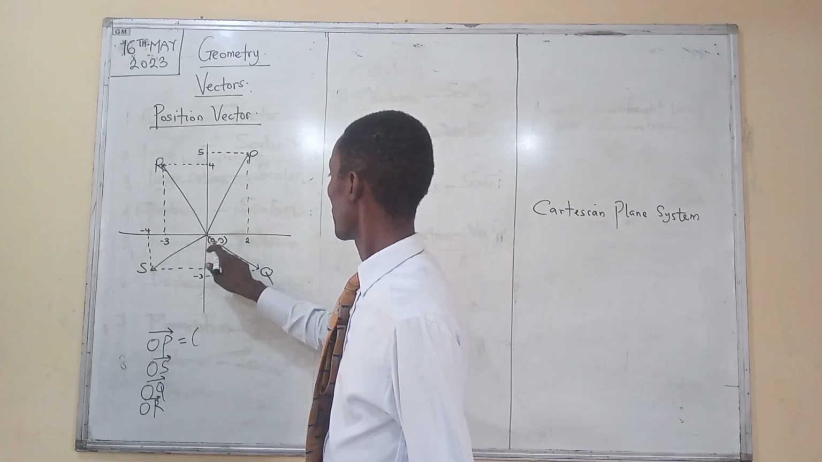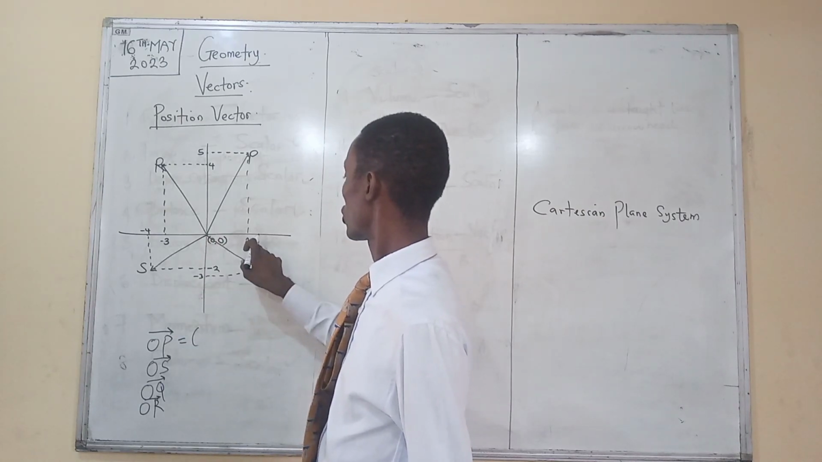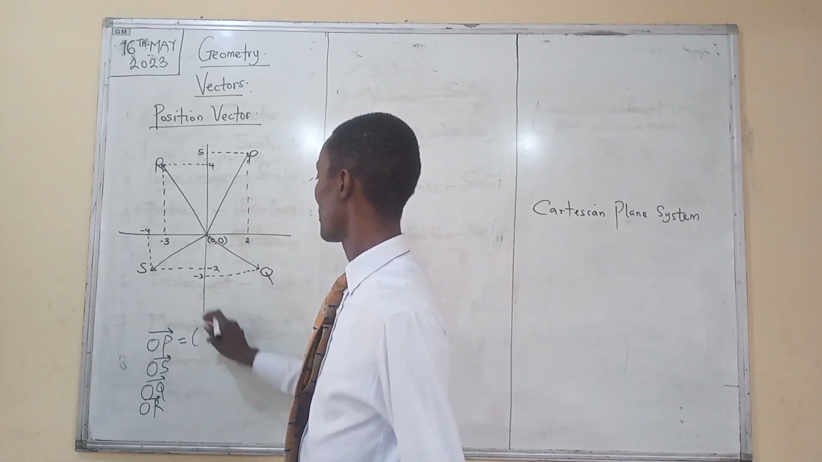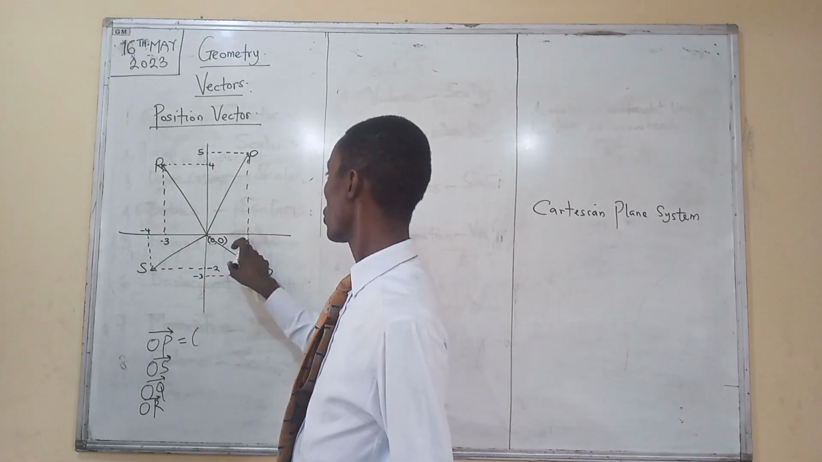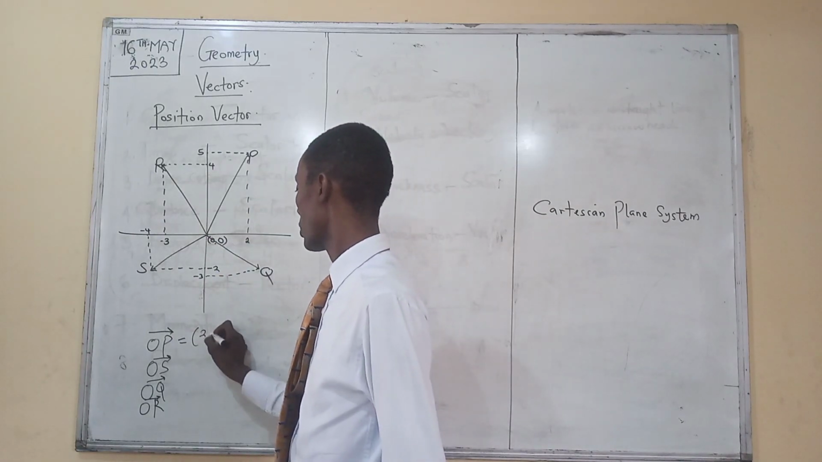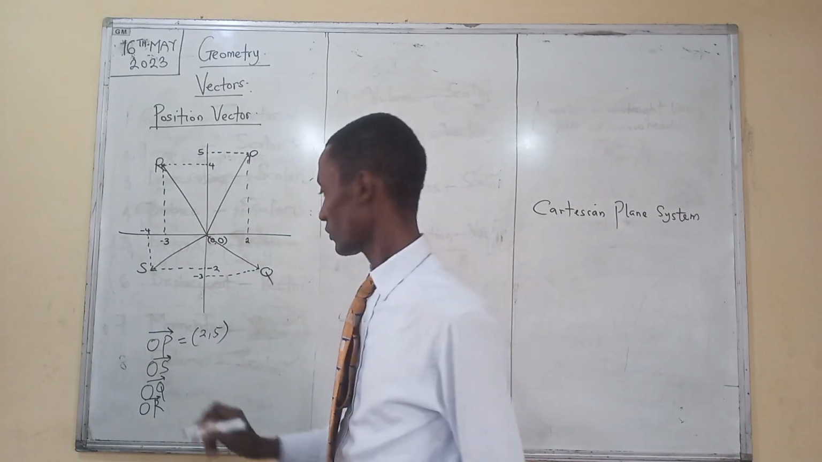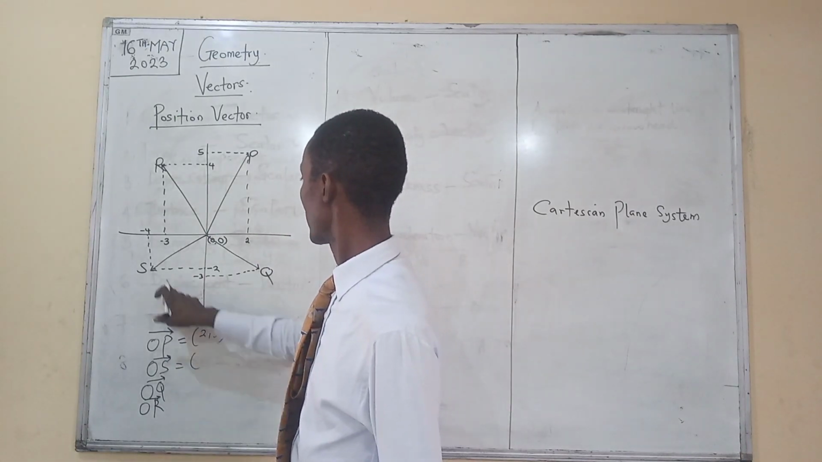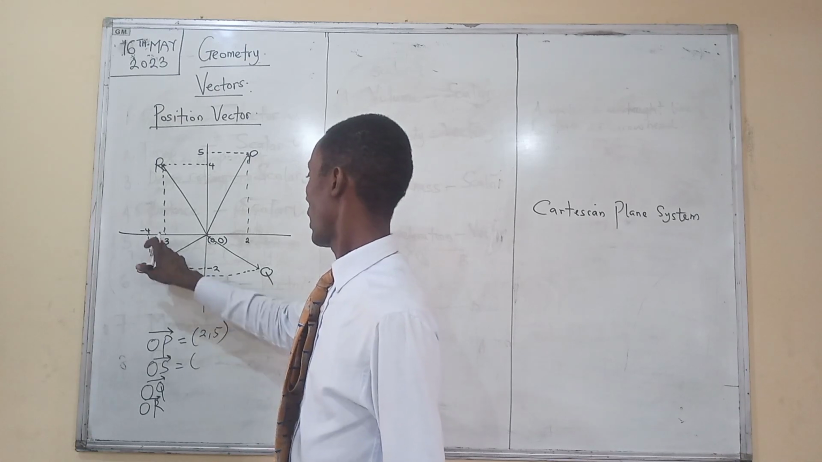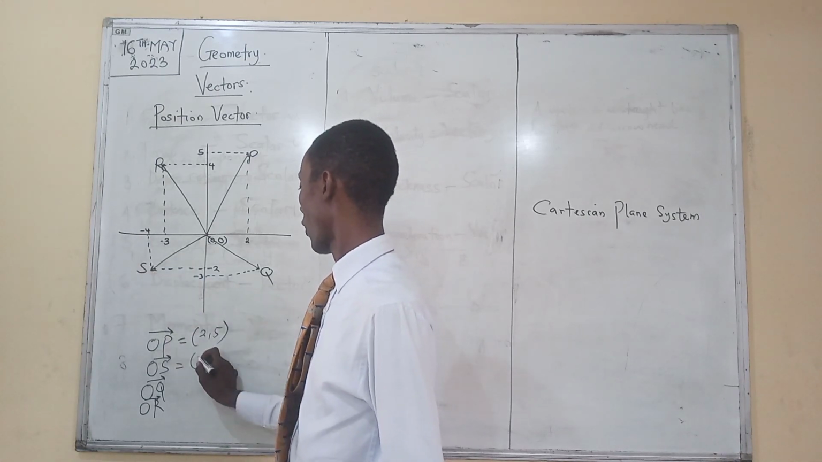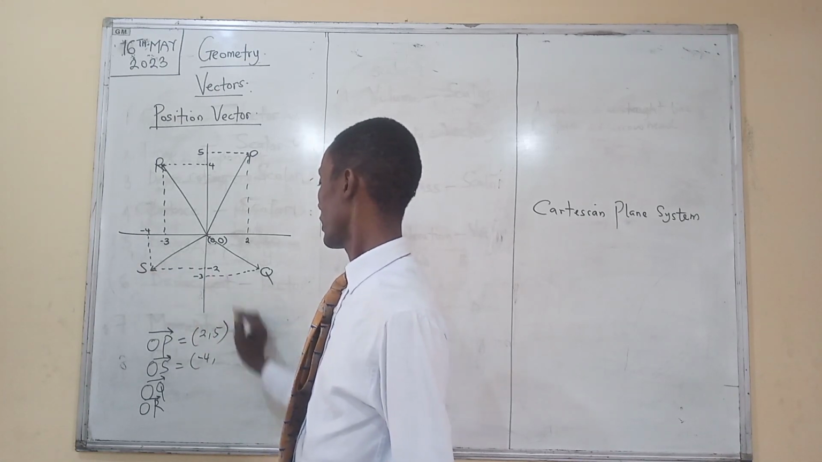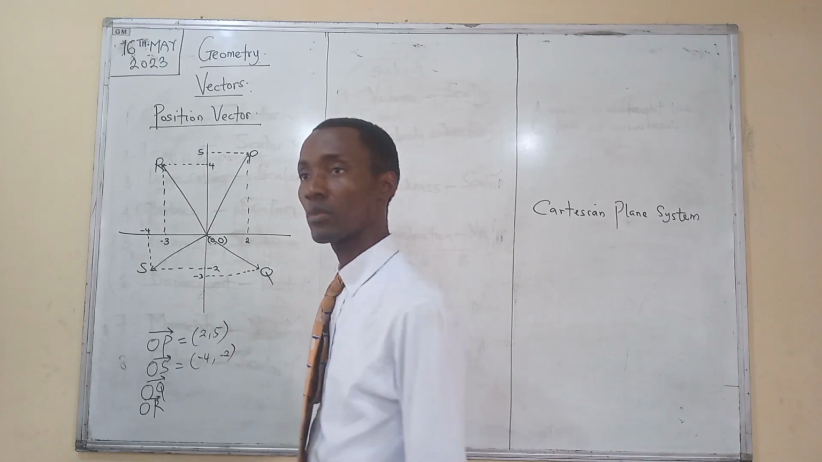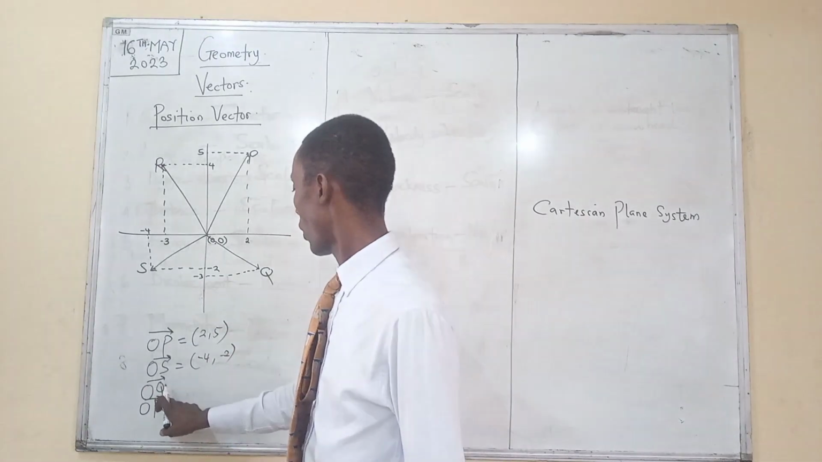Now let's look at OP. You know, the coordinate system is x, y. This will be 2, 5. So this will be 2, 5. OS will be x first, negative 4, negative 2.